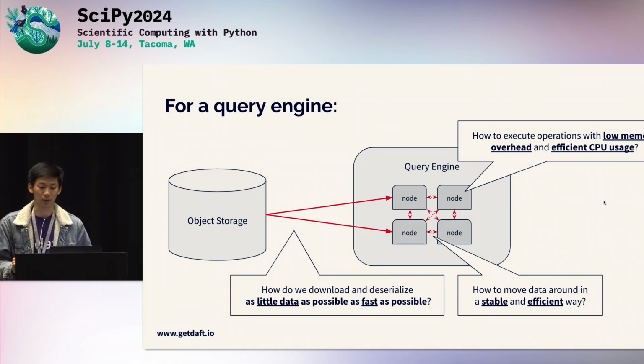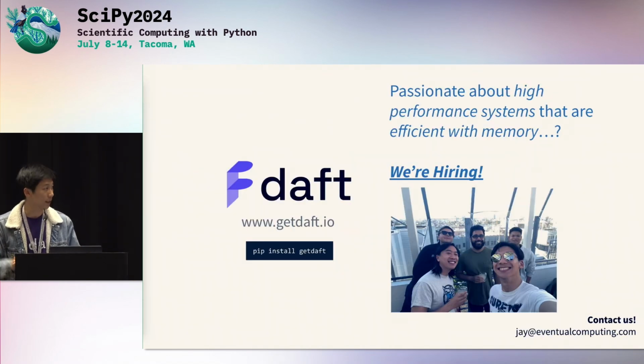The third thing that's really expensive in a query engine is how do you execute operations with low memory overhead and really efficient CPU usage? That's also really suitable for Rust. And these are the three main areas within our application that use Rust. But really, you can think of it as everything is mostly in Python. And that's it.